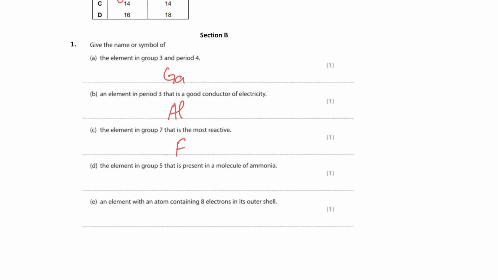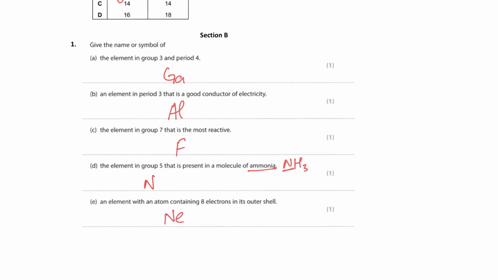An element in group 5 that is present in a molecule of ammonia. Now you have to memorize the formula of ammonia, which is NH3, and you have nitrogen in there, so that's why our answer is going to be N. Then an element with an atom containing 8 electrons in the last shell. That could be neon, argon or any of them, but not helium. So I could go with neon.